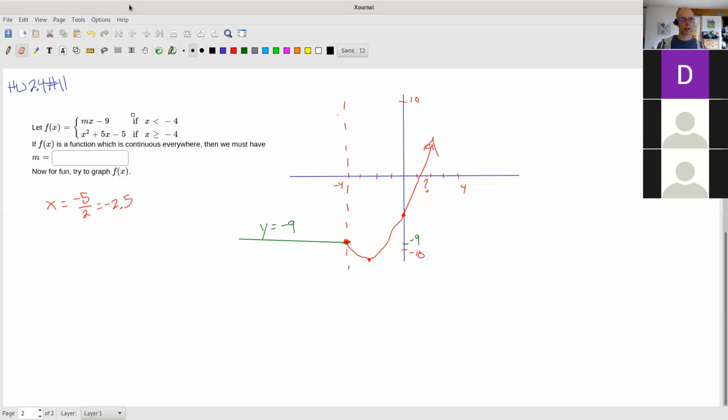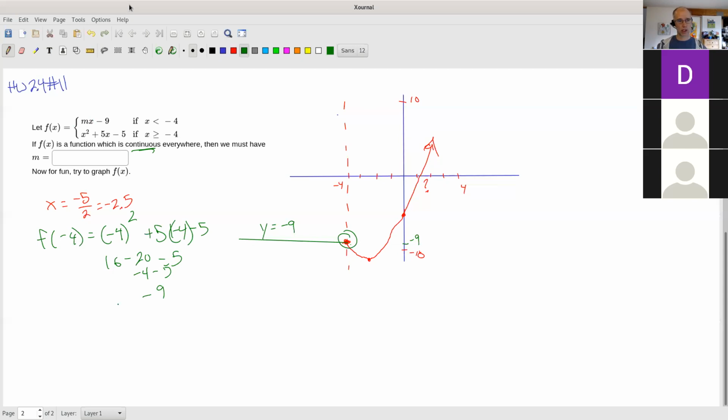All right, so let's see, just to double check. If I plug in -4 into this function, it says use this rule right here. So f of -4, I had done in my head earlier, is -4 squared plus 5 times -4, in parentheses, minus 5, which is 16 minus 20 minus 5. 16 minus 20 is -4, minus 5 is -9. So that's this point right here. And I want this other part to agree. I want it to meet there because I need it to be continuous.